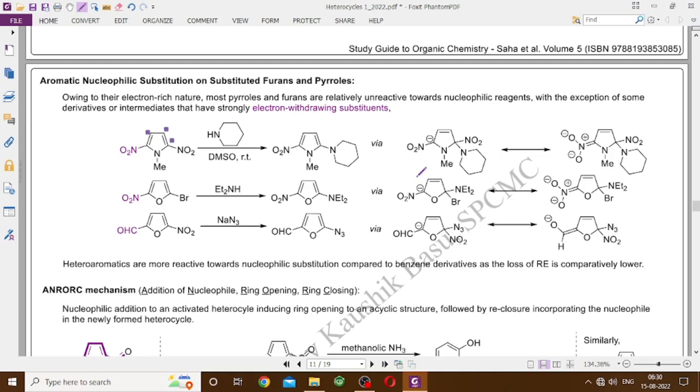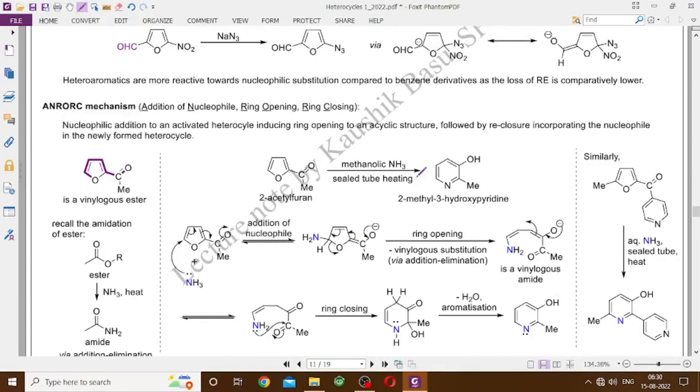But an interesting reaction happens with these heteroaromatic compounds, and that mechanism is something that you have not seen before. It is the ANRORC mechanism, which is the acronym or abbreviation of the sequence of events that happens. These reactions are a collection of 3 events.